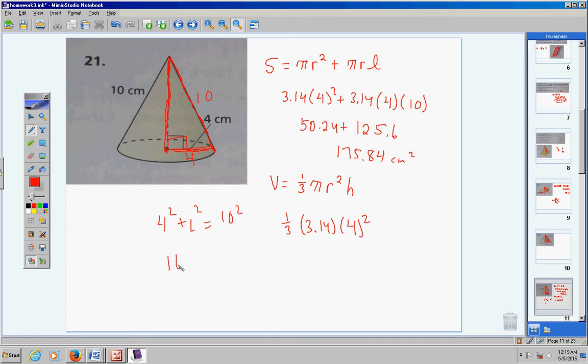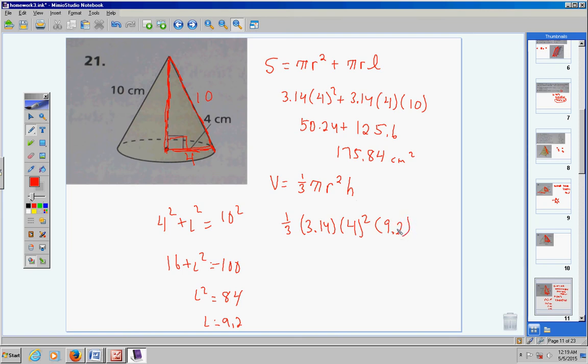16. 10 times 10 is 100. Bring the 16 over, make it negative. That will leave you with the square root of 84. And the square root of 84 is 9.2. So the height would be approximately 9.2. Alright, so for the h right here, we're going to put 9.2.